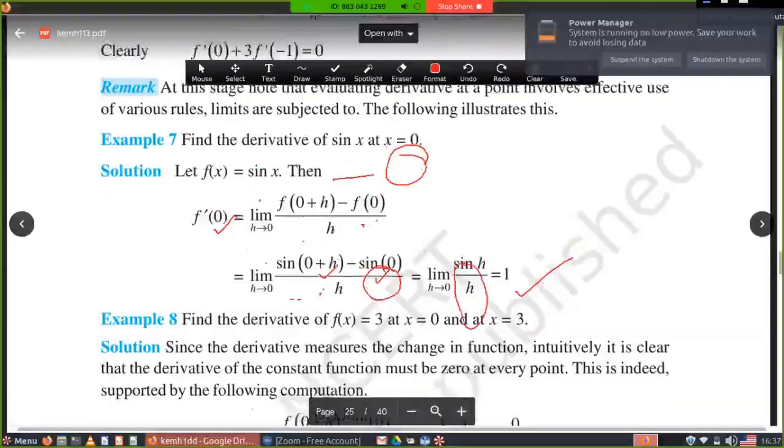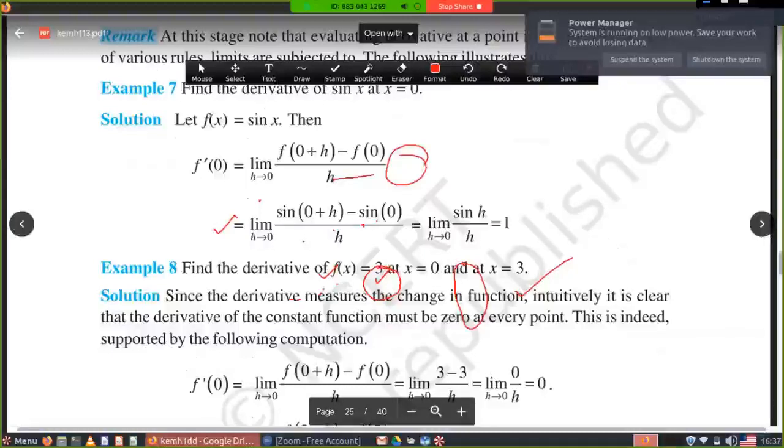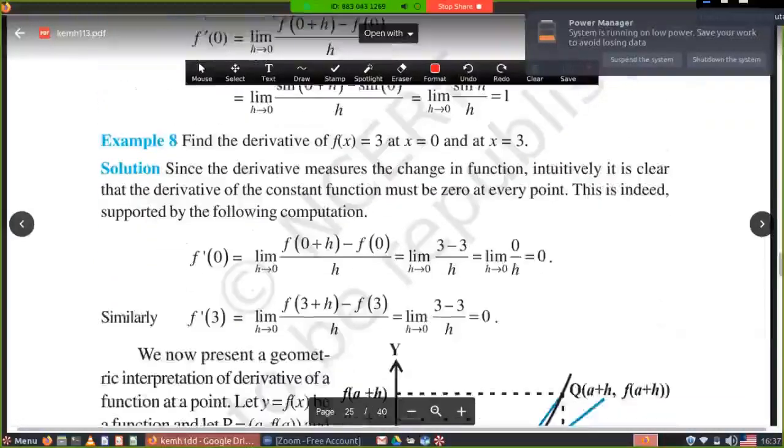Constant derivative is always 0. Derivative of constant term is always 0. It is written here. Function is constant function. And at x is equal to 3 or x is equal to 0, whether any number is given, answer will be always 0. From here you can learn that the derivative of the constant function is always 0.